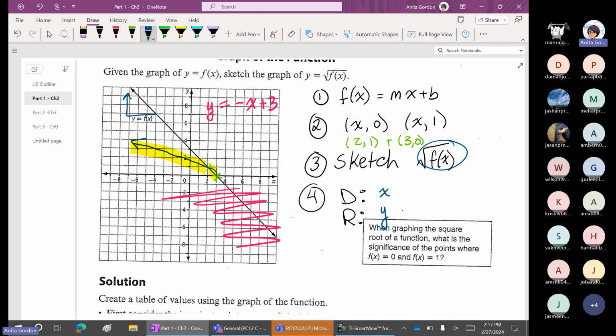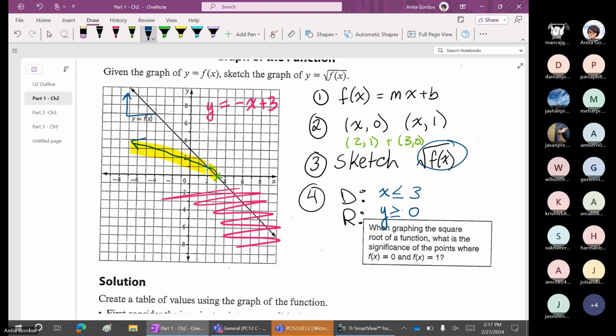What is the domain? The allowable x values. Again, think of where am I starting and where am I going? What's your starting point? 3. Are you getting smaller than or bigger than 3? Smaller. Okay, same thing with your y value. We are starting at 0. Am I getting bigger or smaller? Bigger. So this is greater than.